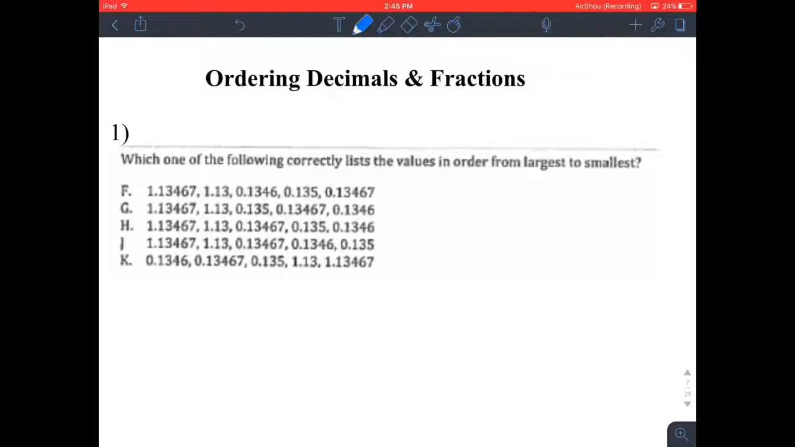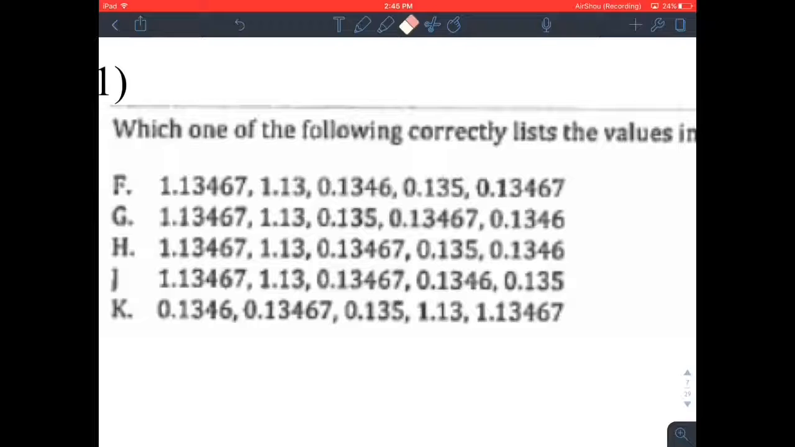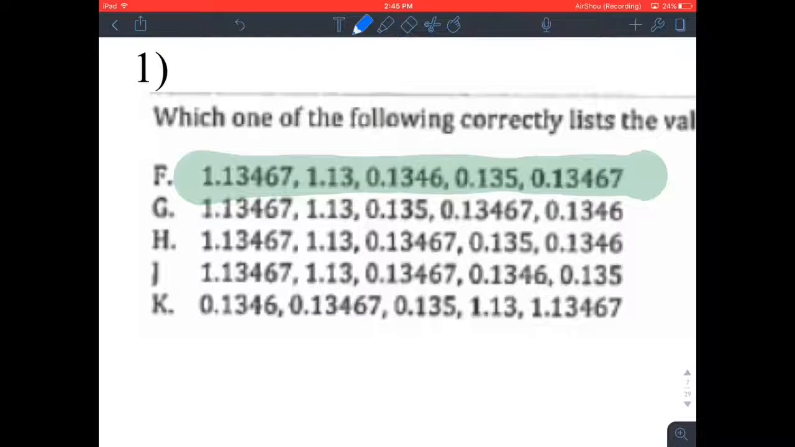Ordering decimals and fractions. Which of the following correctly lists the values in order from largest to smallest? Well, let's look at this first list. We are trying to get from largest to smallest. So it starts out with a whole number 1, and then it goes to whole numbers zeros. That's good. Each of these are 1. So as far as whole numbers go, they're in the right order. Then we look at the tens and hundreds. They're all 1-3s. So that's good.